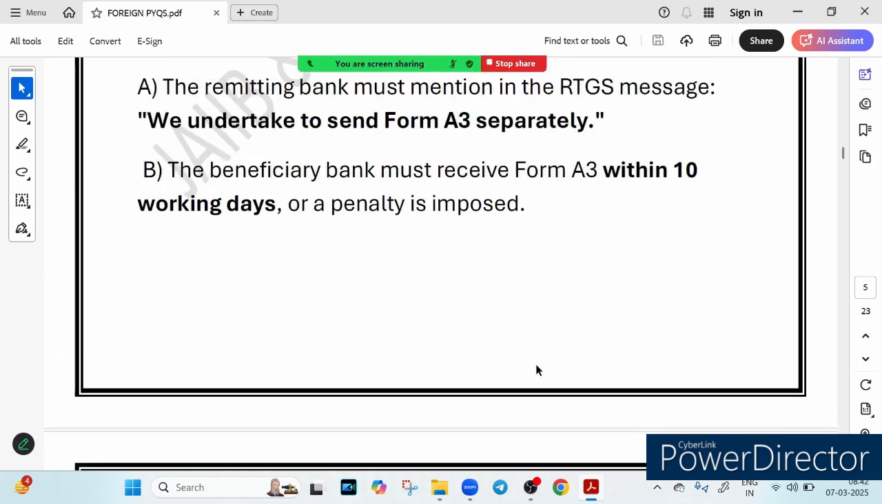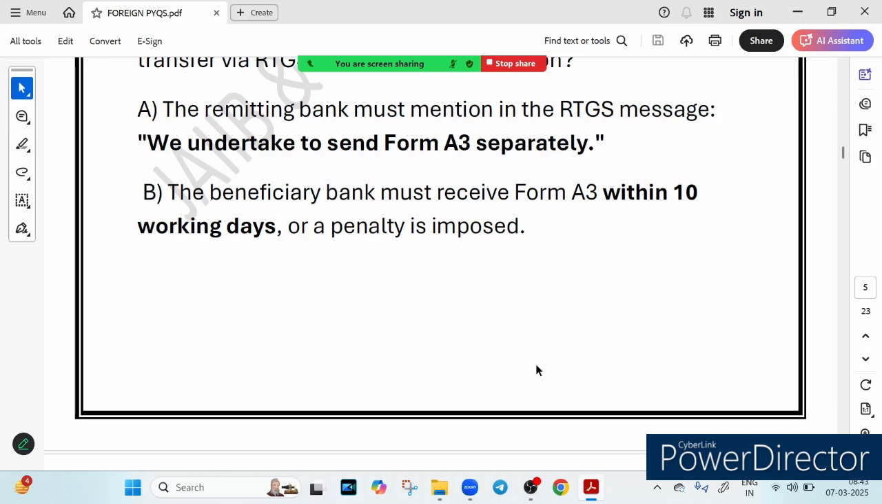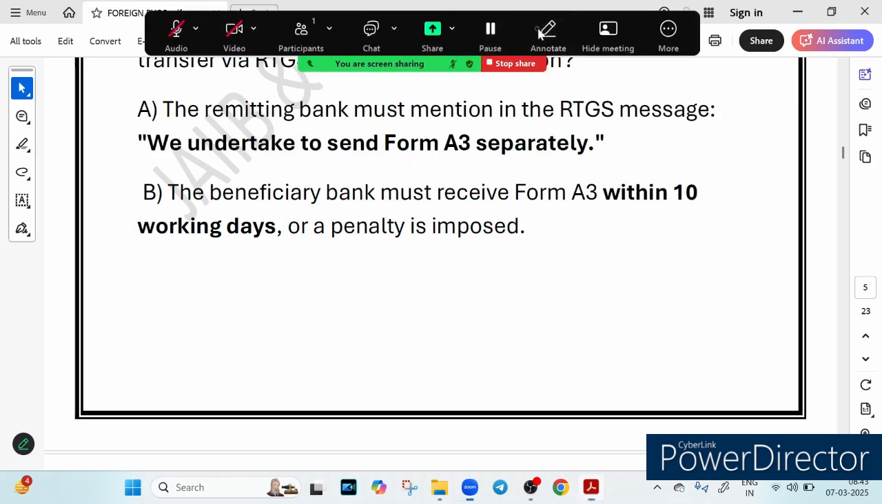So option number A says that the remitting bank must include a remark in the RTGS message, we undertake to send Form A3 separately. This is actually correct. As per FEDAI rule, Foreign Exchange Dealers Association of India, this rule is correct, but it is not the most comprehensive answer because it does not address timeline or penalty, right? That's why this is not the comprehensive answer.